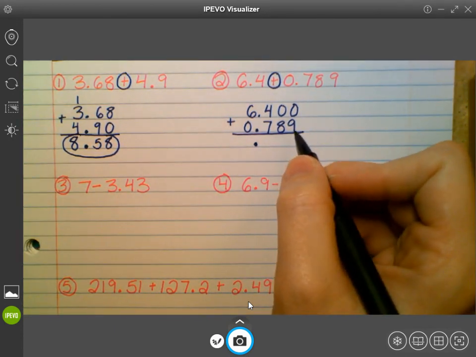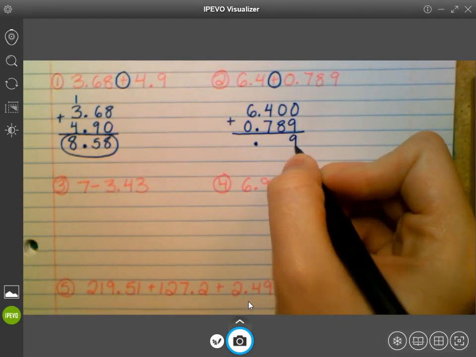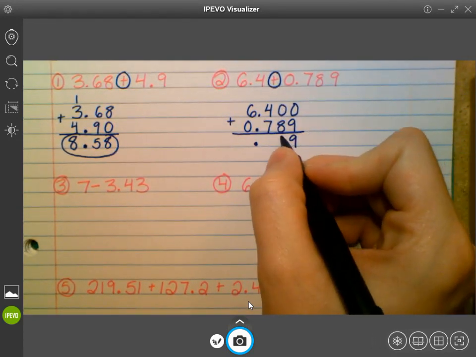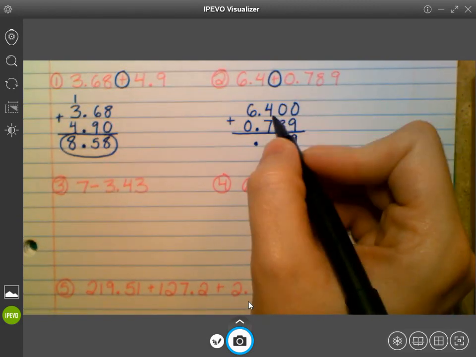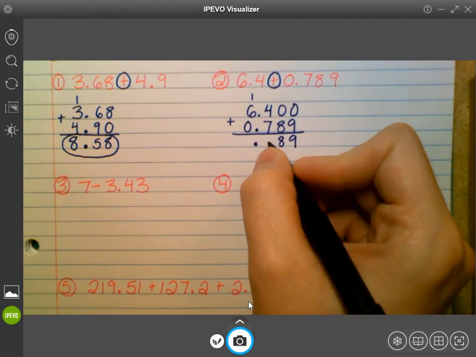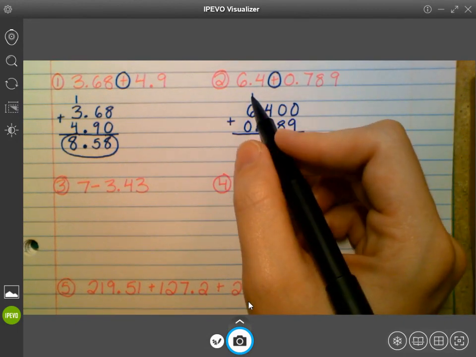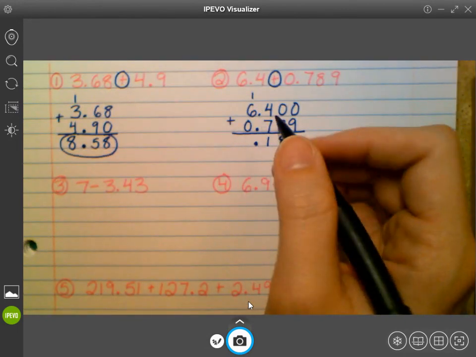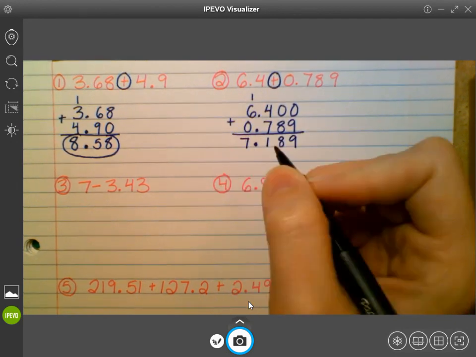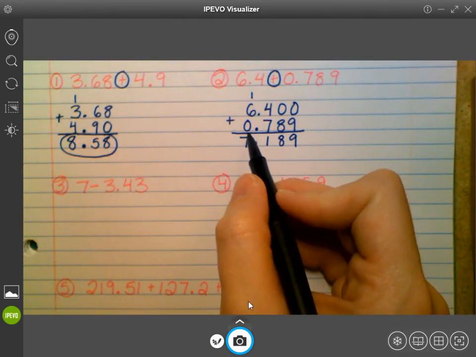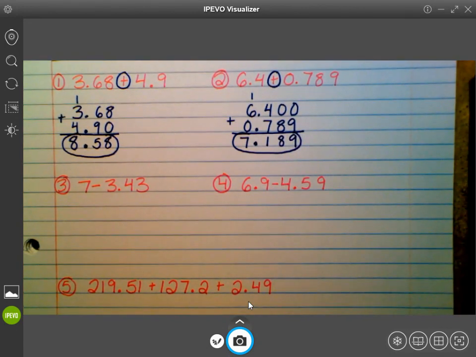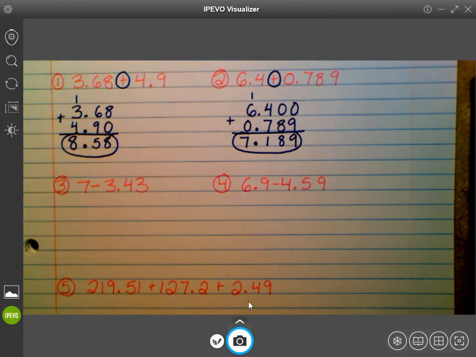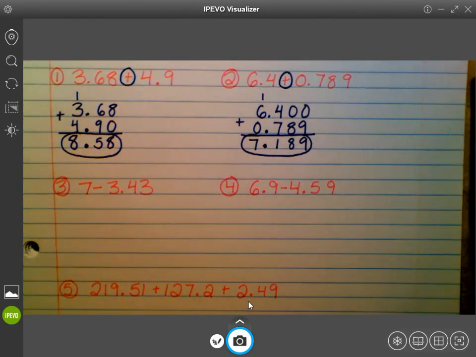So 0 plus 9 is 9. 0 plus 8 is 8. 4 plus 7 is 11. So I'm going to carry the 1, bring down the 1. 6 plus 1 is 7, plus a 0, it's still 7. So 7 and 189 thousandths. How many people got 7 and 189 thousandths? Awesome. Great job.